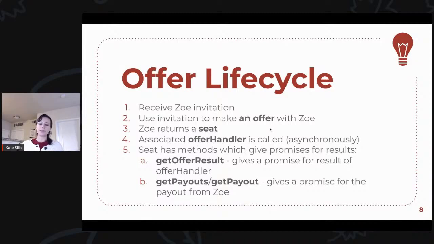The seat that you get from Zoe has methods that return promises for results. There are two types of results. One is a result that you get directly from the results of the offer handler, and that's the offer result. So there's a method getOfferResult. And then there are two methods to get payouts from Zoe, and these payouts are the actual digital assets. The offer result is often used to return a string or an object or something like that. The actual payments, because Zoe is able to enforce offer safety and conservation of rights and payout liveness, those payouts should come from Zoe, and those methods are how you get them.